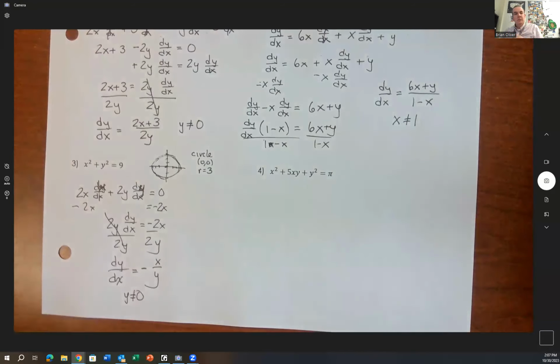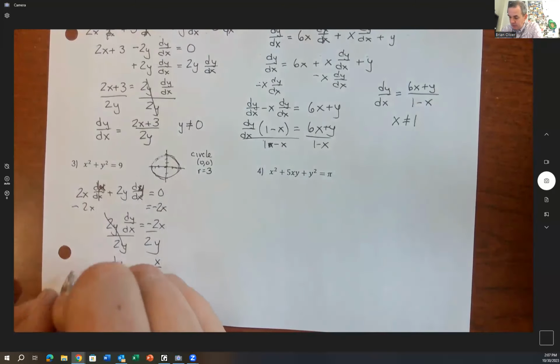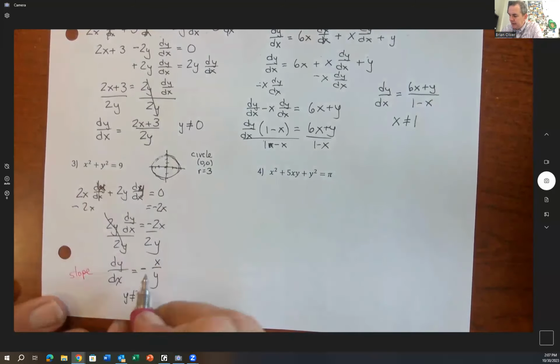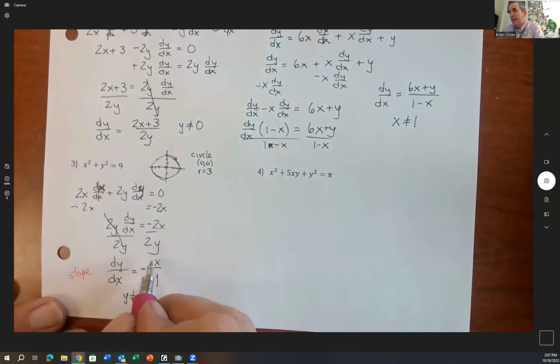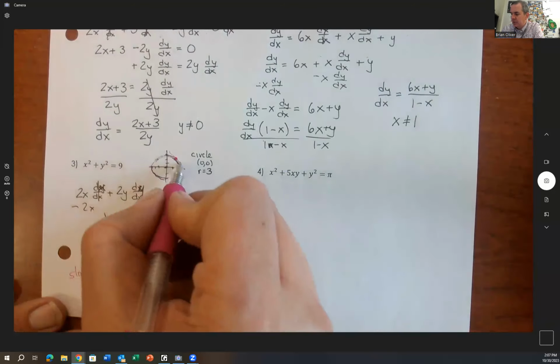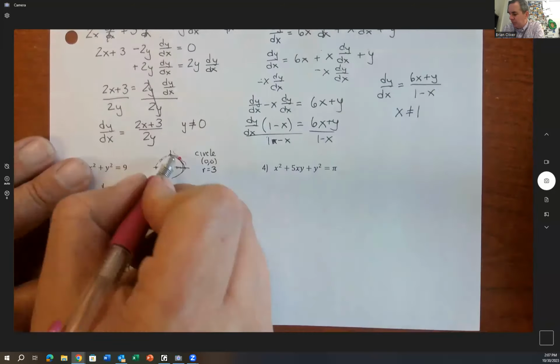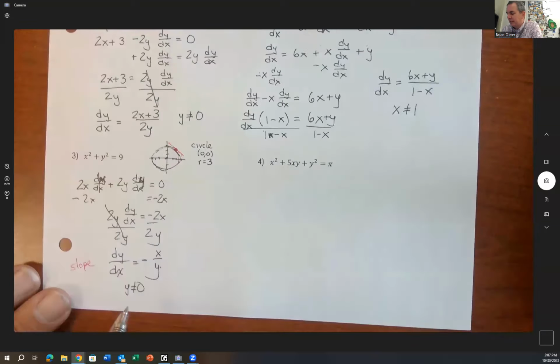But here's what I want to tell you. If you take a look at this circle and pick any point, you can figure out the slope, because remember, this is slope. So let's talk about it. If I pick a point here, I have a positive x value in quadrant 1 and a positive y value in quadrant 1. Positive over positive is positive, with a negative in front. That tells me the slope there is negative. So the slope of a tangent anywhere in quadrant 1 is negative.